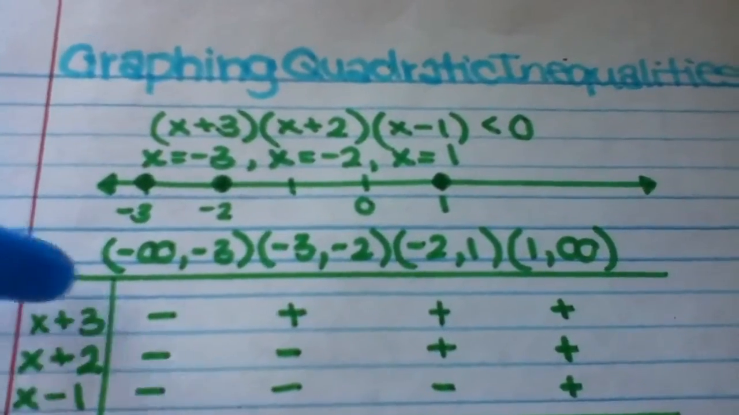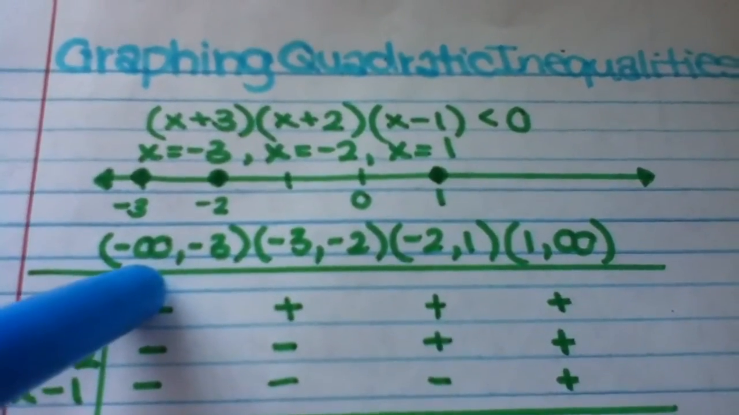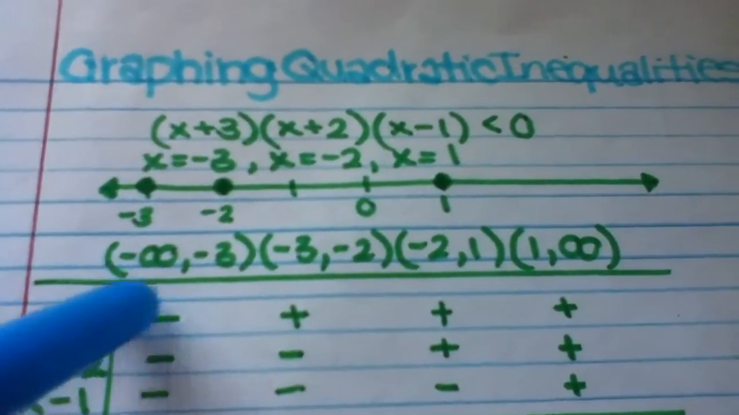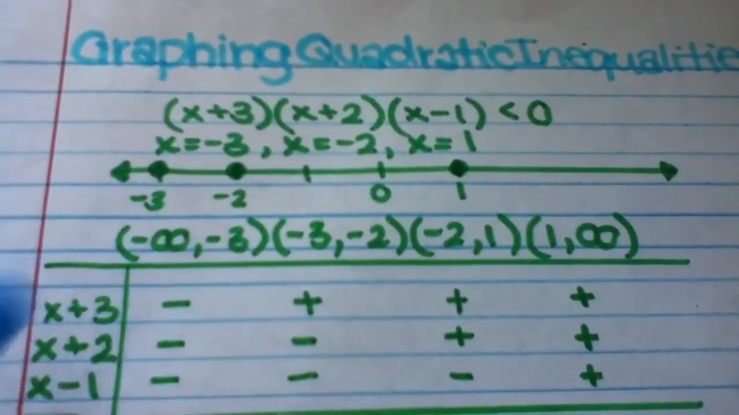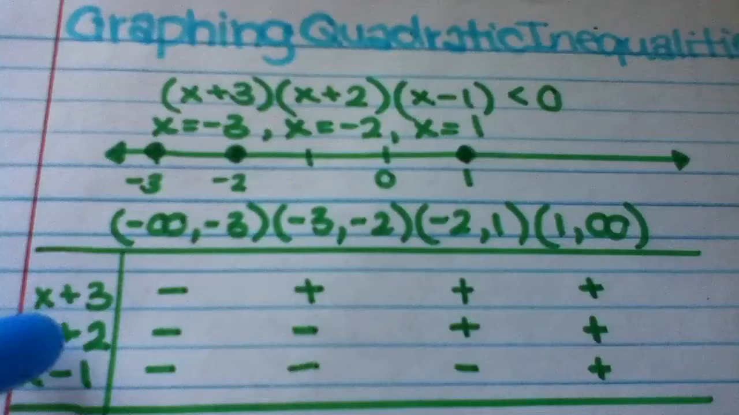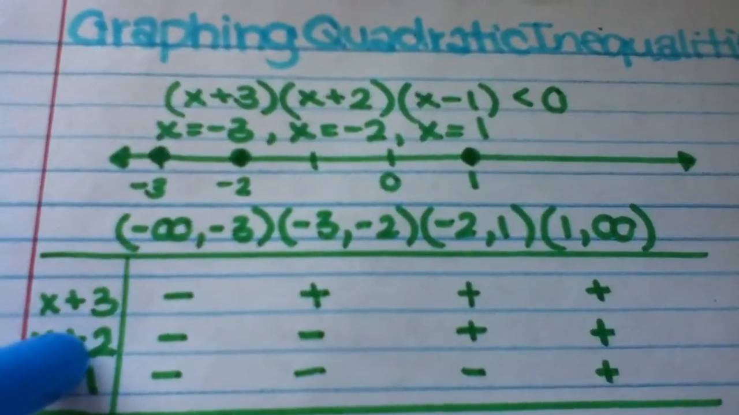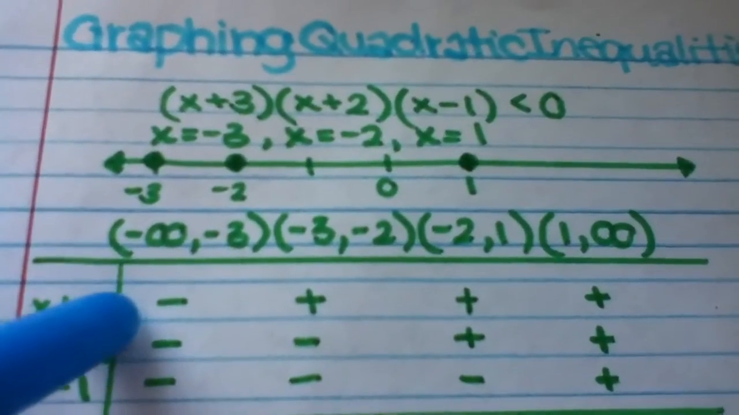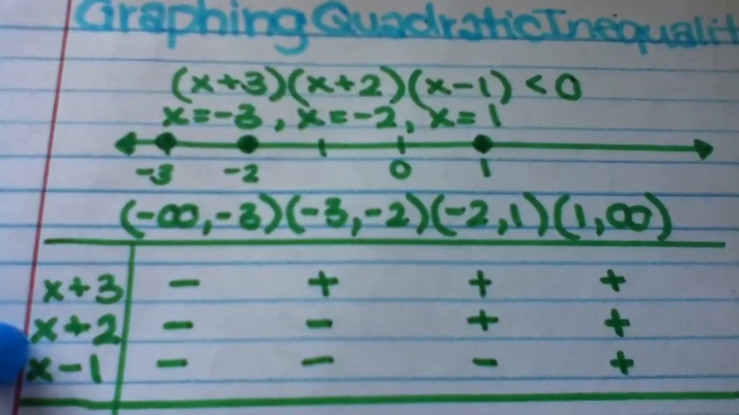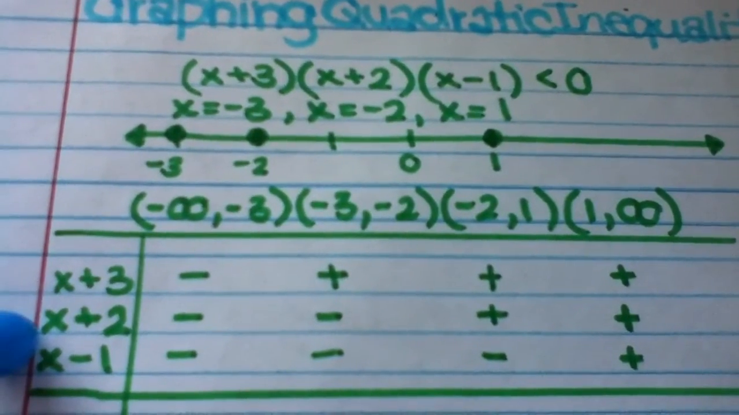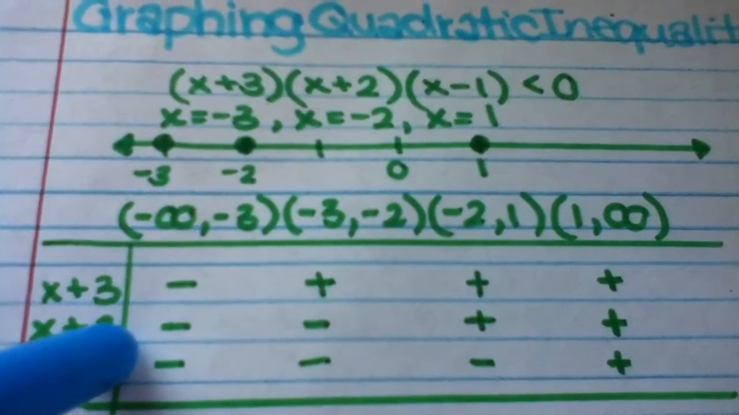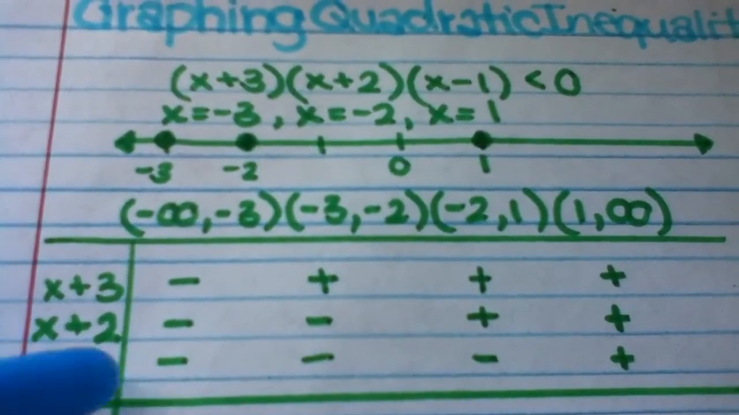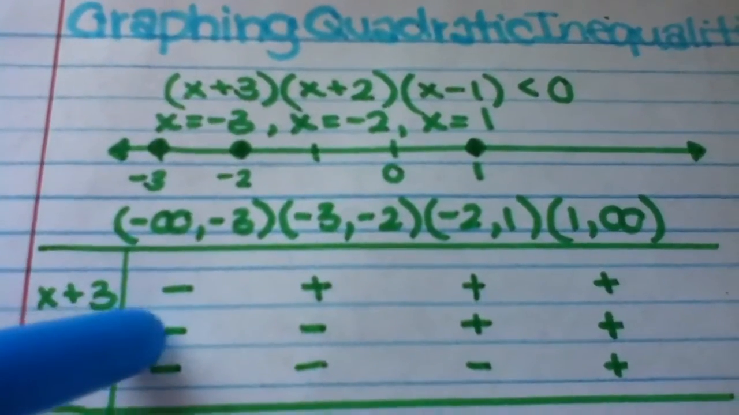How this works is we find a number between negative infinity and -3 and plug it into x. A number between that is -4. If we plug -4 into x + 3, it's going to equal -1, and -1 is a negative number, so we put negative. If we plug -4 into x + 2, we will get -2, which is also a negative number, so we put the negative sign. And lastly, we put -4 into x - 1, and we get -5, so it's all negative, and so on.